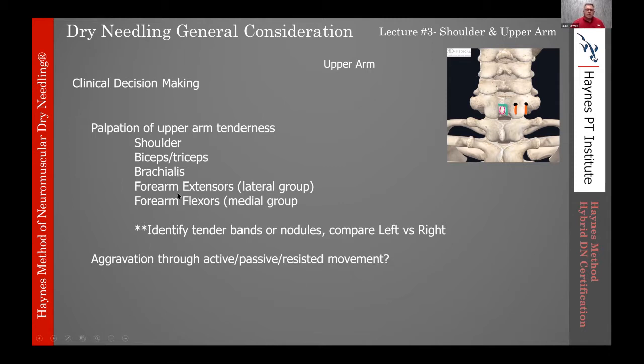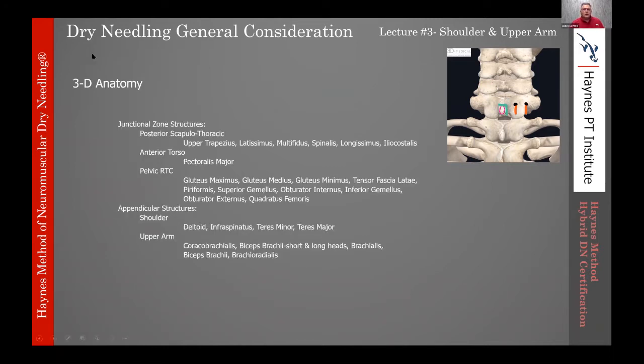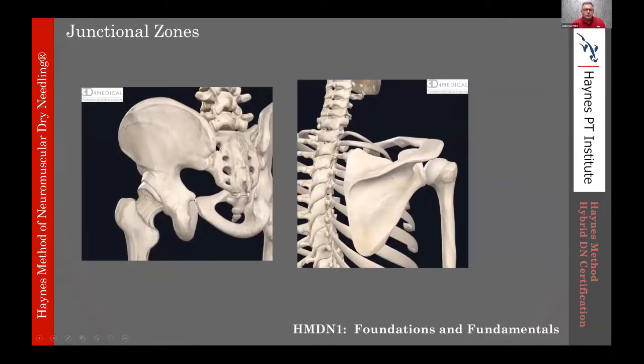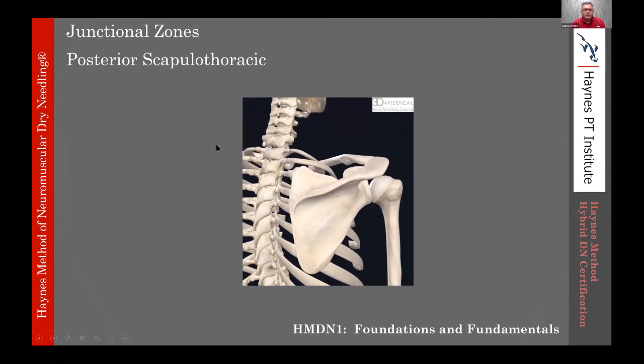And then we want to look at the lateral forearm extensors and the medial forearm flexors. Again, we're looking for tender bands, nodules. Where is the focal point of discomfort, or focal points? So our 3D anatomy, I've recorded all of this. So these are the areas that we'll look at to save time. I'm not going to read that. We'll just jump a little bit further down.